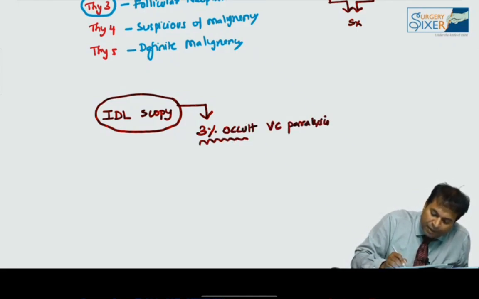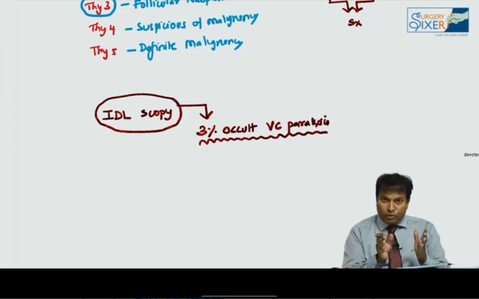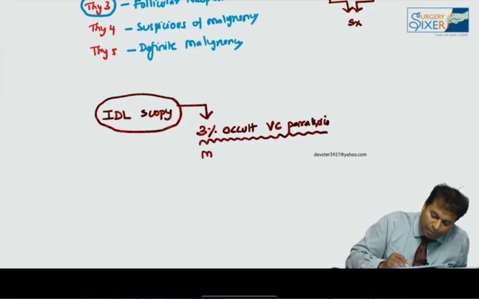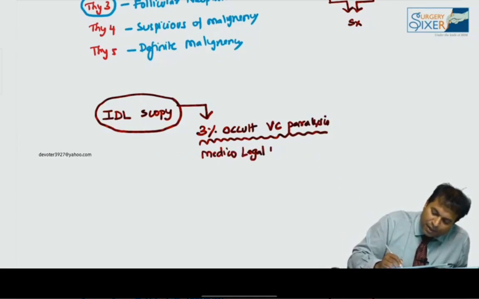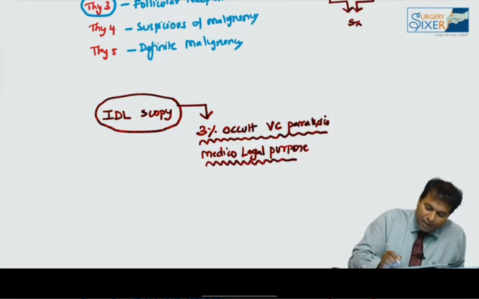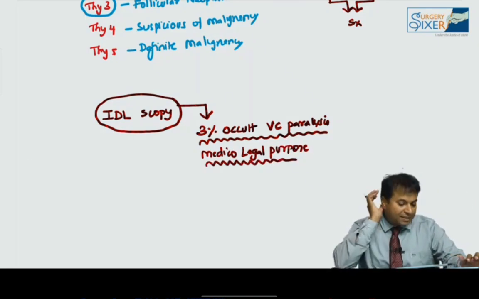We have to document that 3% of the patients will have vocal cord paralysis. We have to document that before going for surgery for medico-legal purpose. So for medico-legal purpose, we must do this IDL scopy. Please don't forget, we should do it for medico-legal purpose. In 3% of patients there will be occult paralysis.